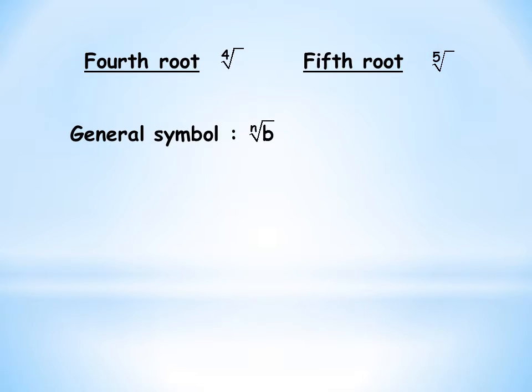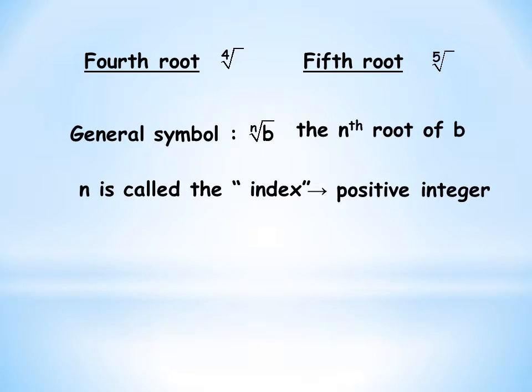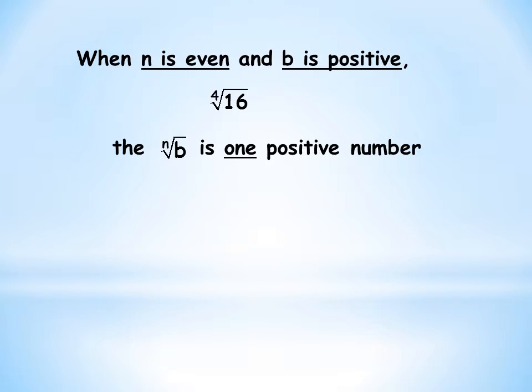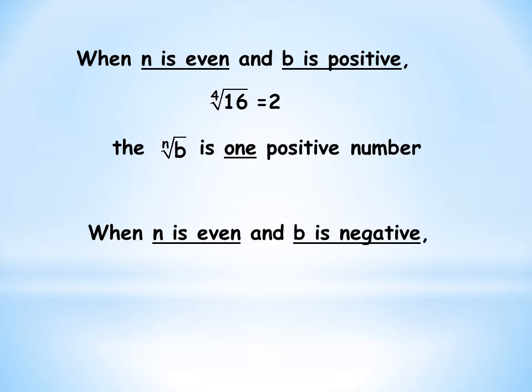So the general symbol of the nth root of b would look like this, where n is the index, and it would always be a positive integer, and b is called the radicand. So when n is even and b is positive, so my index is even and my radicand is positive, I will always have an answer that is one positive number. For instance, in this case, 2.